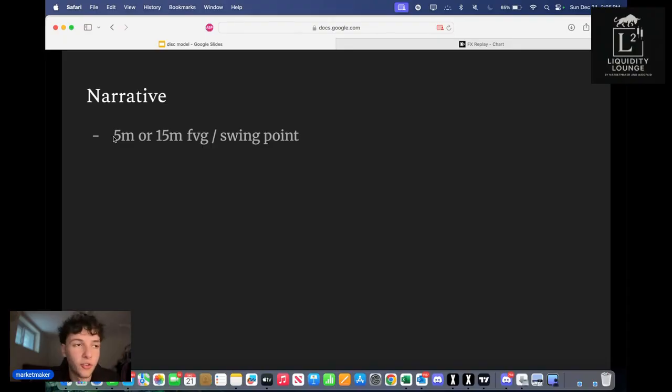Now, after you have your strong draw on liquidity, you're going to want a 5 or 15-minute fair value gap, or a 15-minute swing high, swing low that we disrespect or respect, right? I'm going to go into this later, but you just want to frame your trade out of a 5 or 15-minute fair value gap or swing point. I'll show you guys what that means later with some examples.